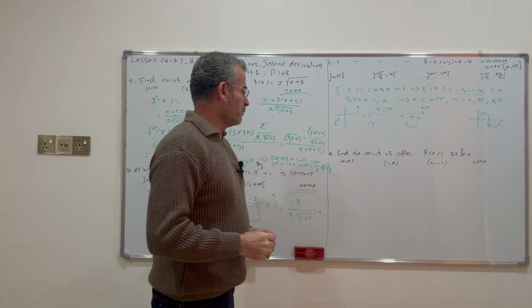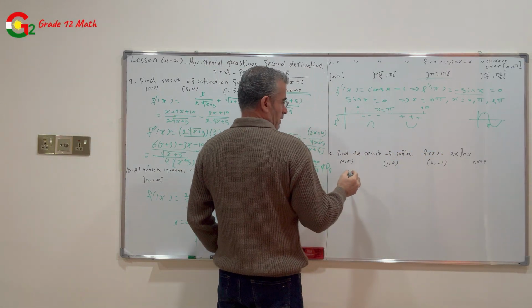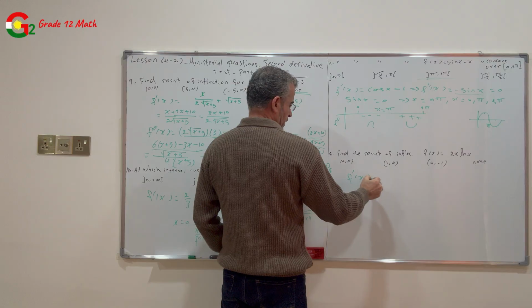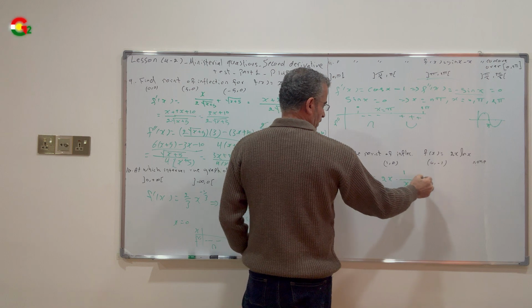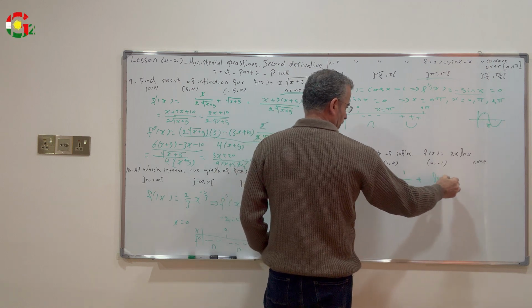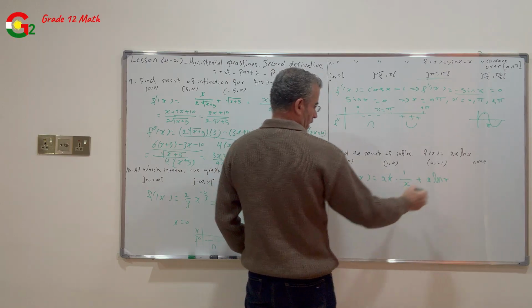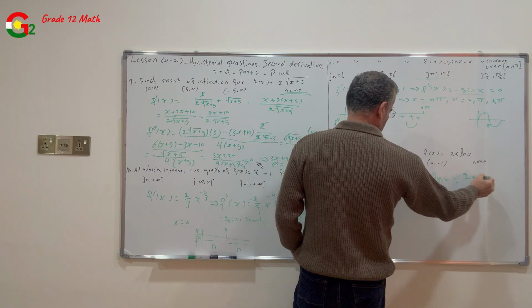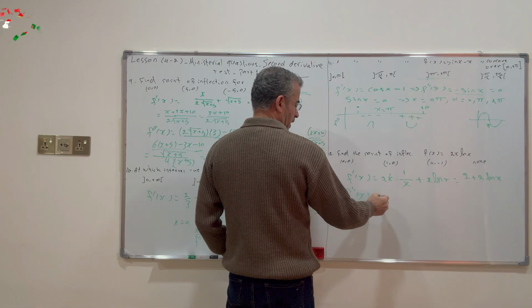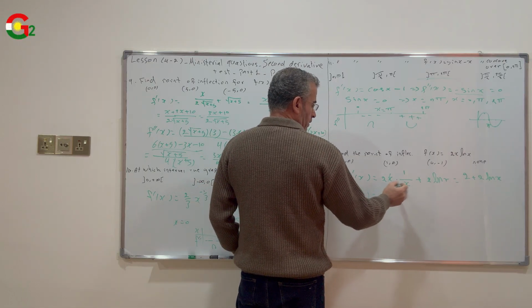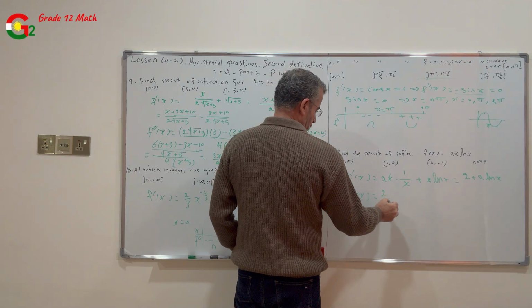Question number 12. Find the point of inflection of f of x equal to x ln x. f prime of x equal to the first function times the derivative of the second plus the second function ln x times the derivative of the first. Reduce x with x, then 2 plus 2 ln x is the first derivative. The second derivative, f double prime of x equal to derivative of 2 is 0 and derivative of ln x is 1 over x, then it is 2 over x.